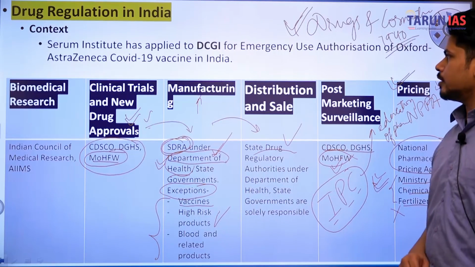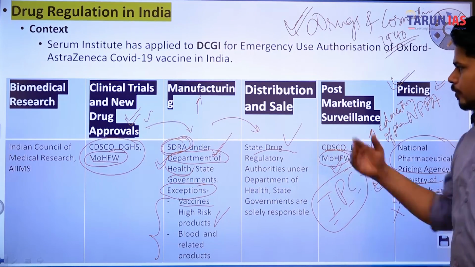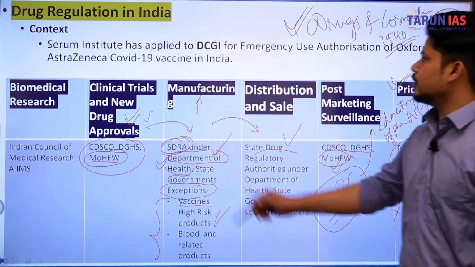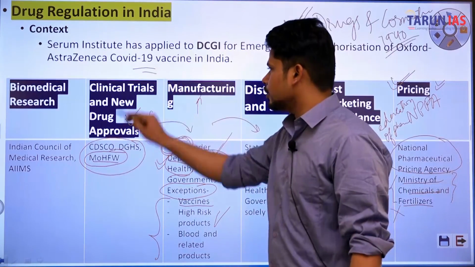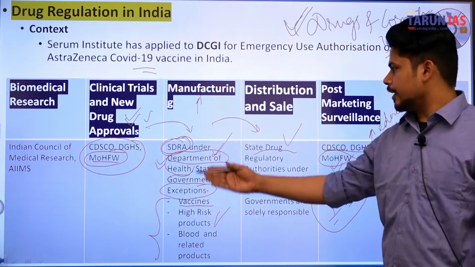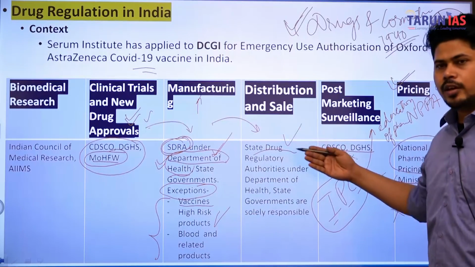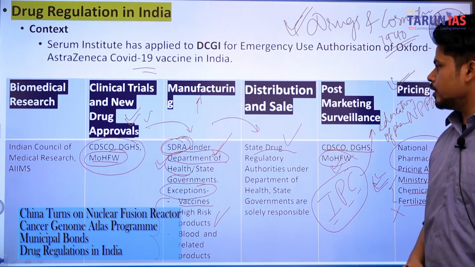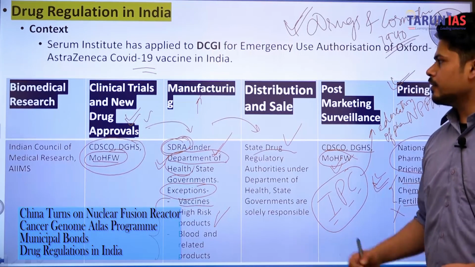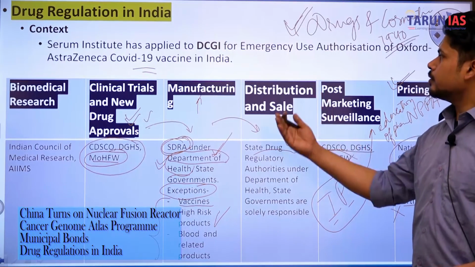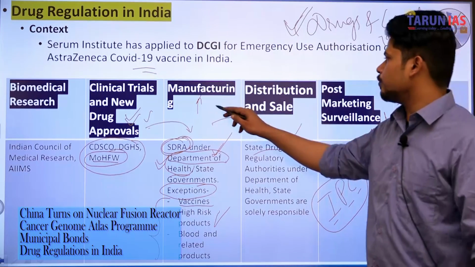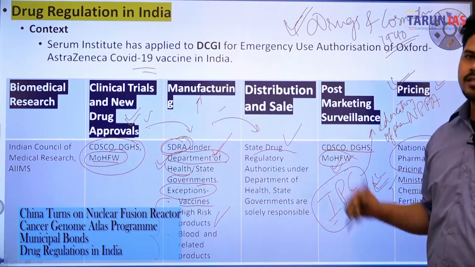So have a good look at this chart, and you will be able to easily understand the news whenever the Serum COVID vaccine or any other vaccine is developed. Once you are good with this chart, you will understand whatever news comes about these vaccines, when they go into manufacturing or distribution, sales and pricing also.